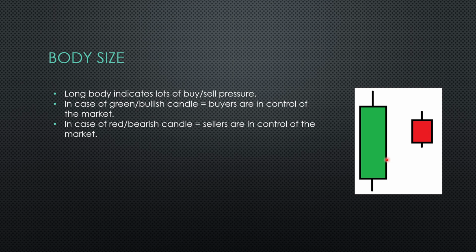So for example, if you see a green bullish candlestick, it means that buyers are stronger than the sellers and that they are taking control of the market. The same applies for bearish candlesticks, with selling pressure of course. When you have a short candlestick body size, like this red one, it means there is little buying or selling activity. In this case, because it's a bearish red candle, selling activity. We will look at some examples on the chart later on.